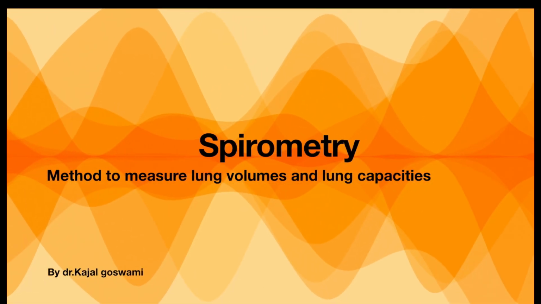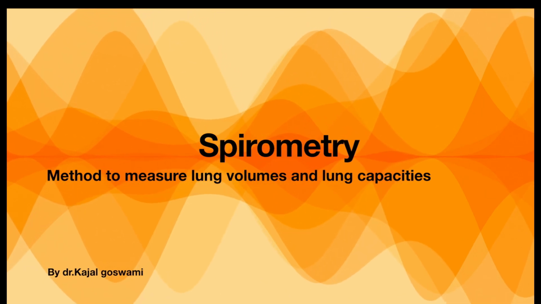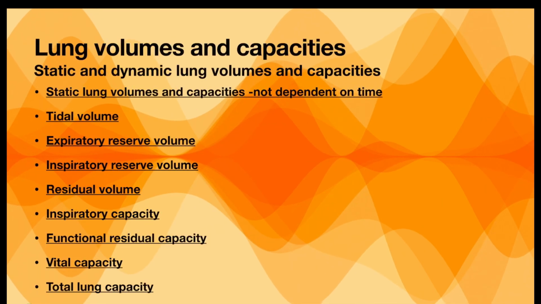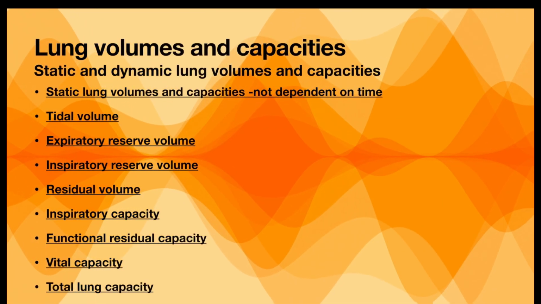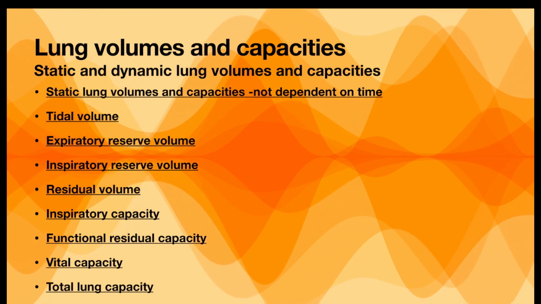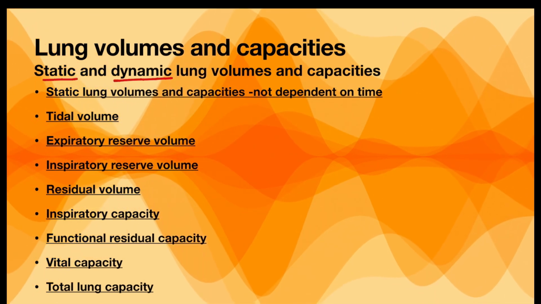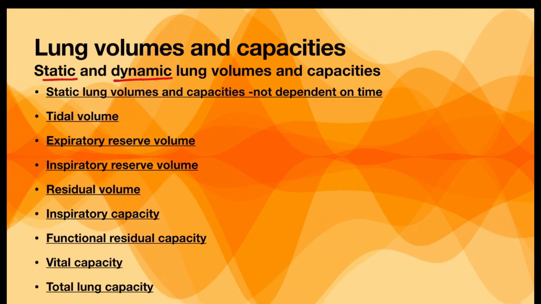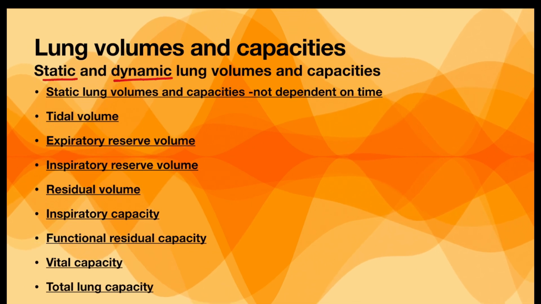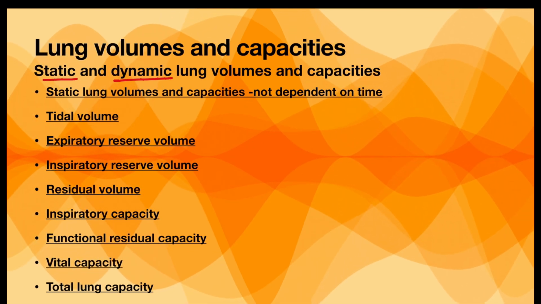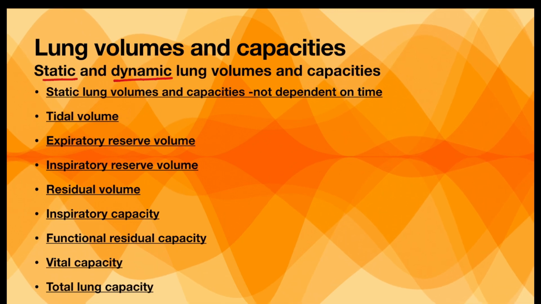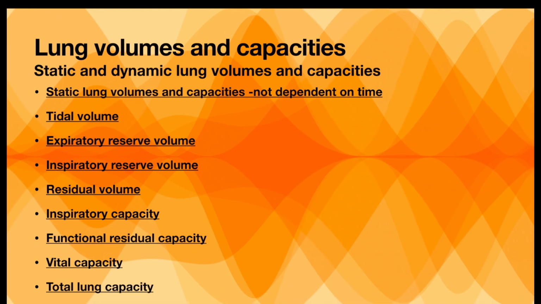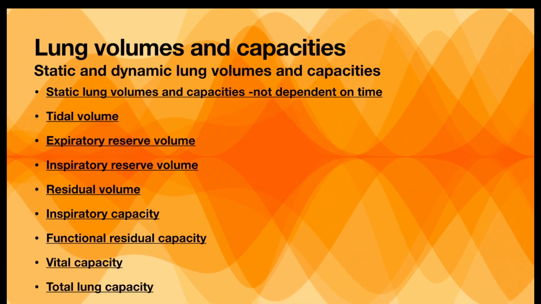Today we are going to learn practical aspects of spirometry, which is a method to measure lung volumes and lung capacities. Lung volumes and capacities are broadly divided into two, static and dynamic. Static lung volumes and capacities are those which are not dependent on time. Examples of static lung volumes are tidal volume, expiratory reserve volume, inspiratory reserve volume, and residual volume. And examples of static lung capacities are inspiratory capacity, functional residual capacity, vital capacity, and total lung capacity.